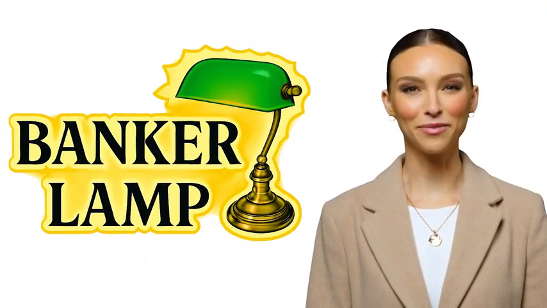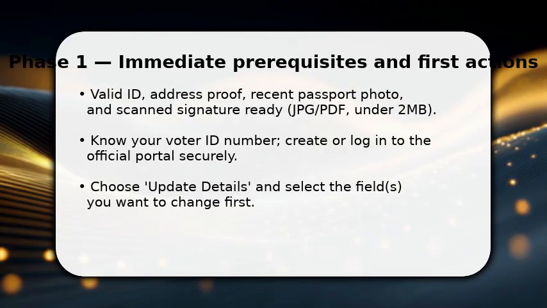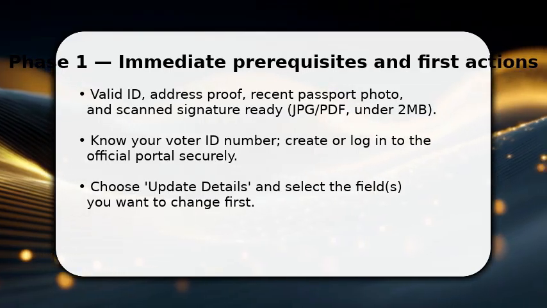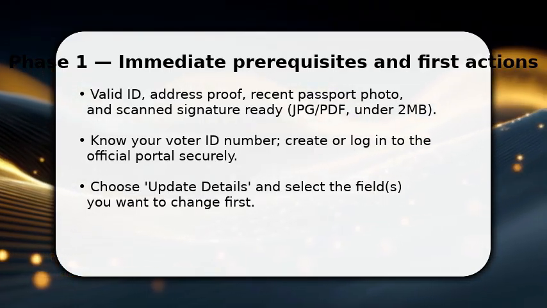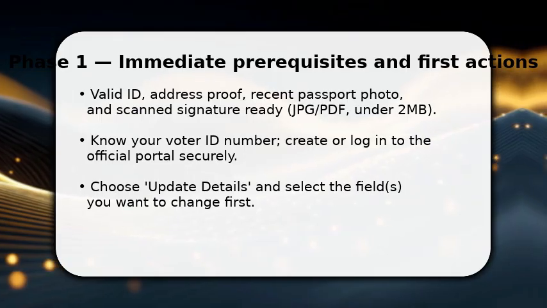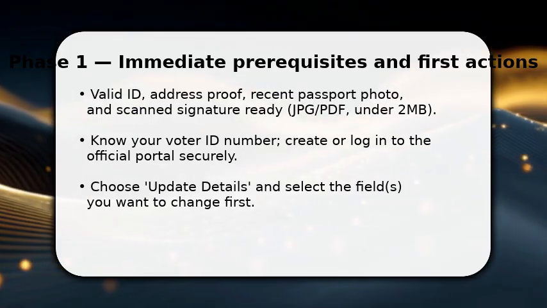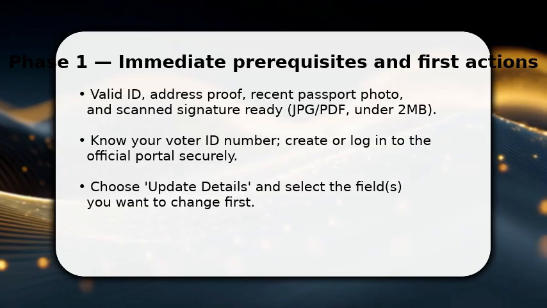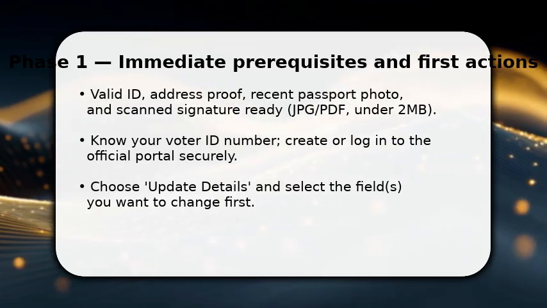Please enjoy the video. You begin by gathering the essentials: valid ID, address proof, a clear passport-style photo, and a scanned signature under 2 MB. Once done, log into the official voter portal with your credentials. This ties your edits to your record.